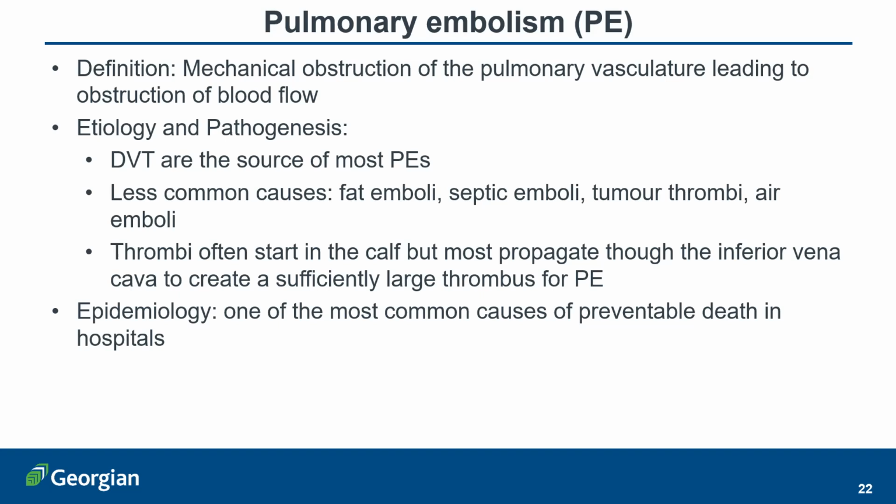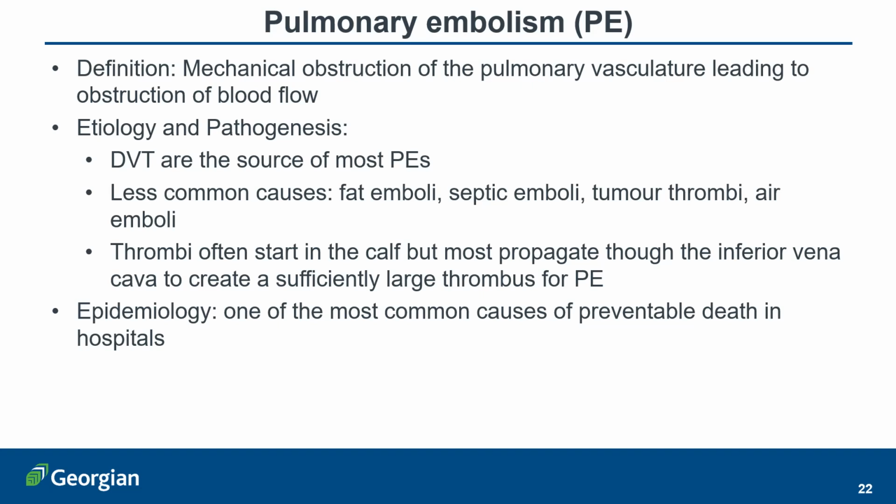The thrombi often start in the calf, but must propagate through the inferior vena cava to create a sufficiently large thrombus for the pulmonary embolism. So from the inferior vena cava, it goes into the right atrium and then on towards the pulmonary vasculature. If the thrombus moves through the other smaller veins, that's usually not going to cause a pulmonary embolism because the thrombus is not going to be very large.